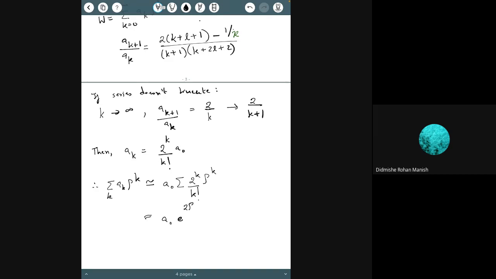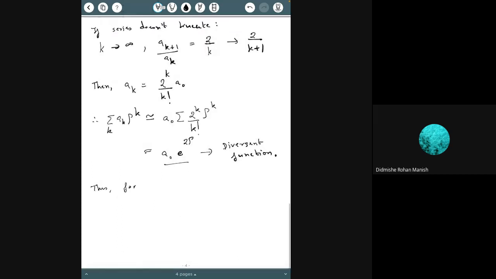And this is certainly a divergent function. Thus, for normalizable solutions, again, we need the series to truncate.